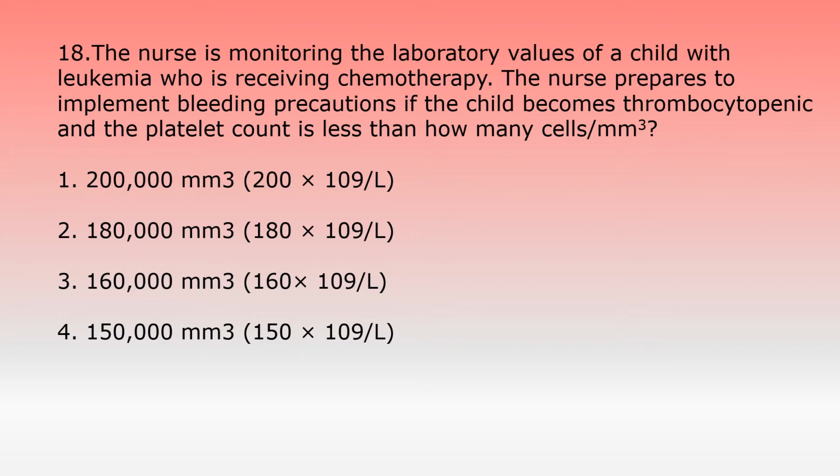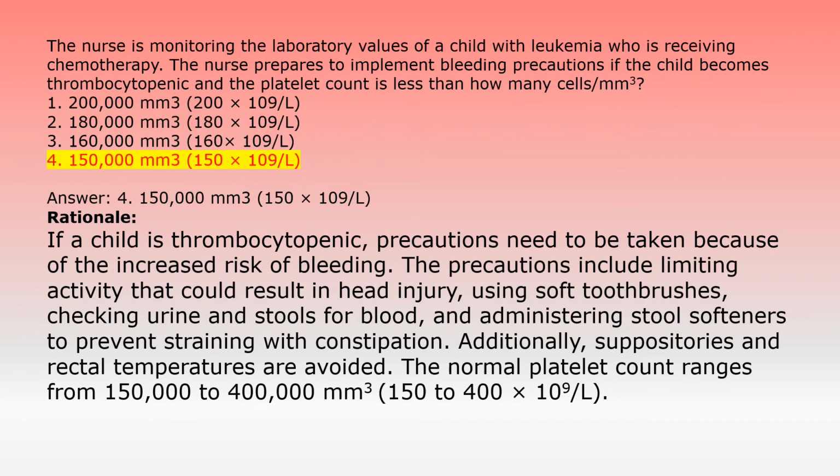Answer: 4. 150,000 cubic millimeters, 150 times 10^9 per liter. Rationale: if a child is thrombocytopenic, precautions need to be taken because of the increased risk of bleeding.